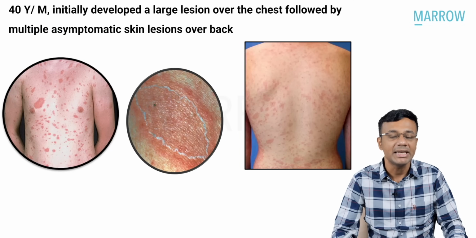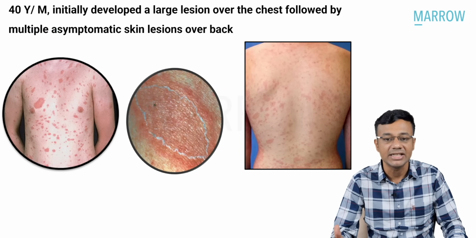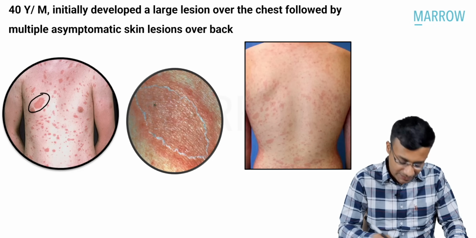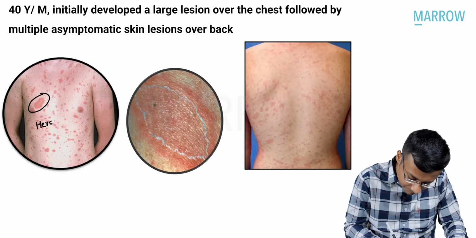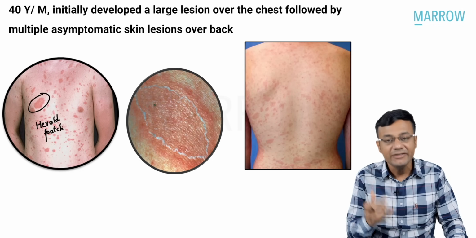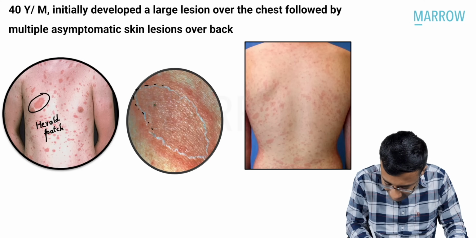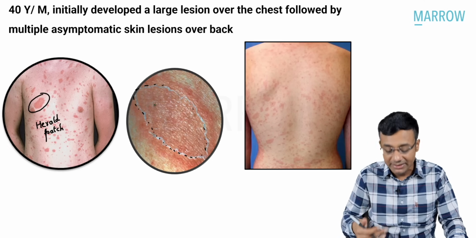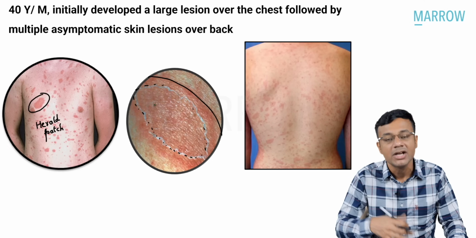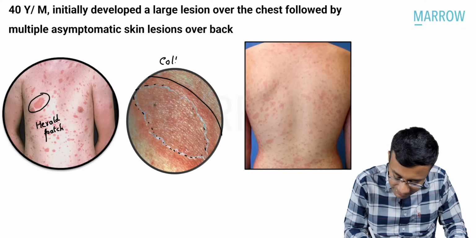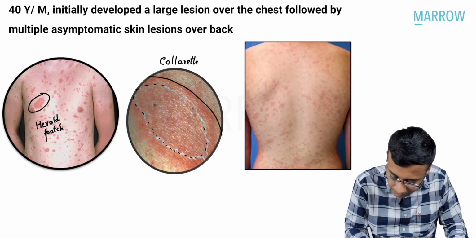Now, a 40-year-old male presents with an initial large lesion over the chest. When you see this initial large lesion of the chest, this lesion is known as Herald patch. When we zoom into this Herald patch, what do we see? We see a characteristic scale here. We can see that there is a fine peripheral scaling, and very important, it is within the edge of the lesion. So this is the edge of the lesion. We see the scaling is within the edge of the lesion in the form of a collar. This is called collarette of scales.